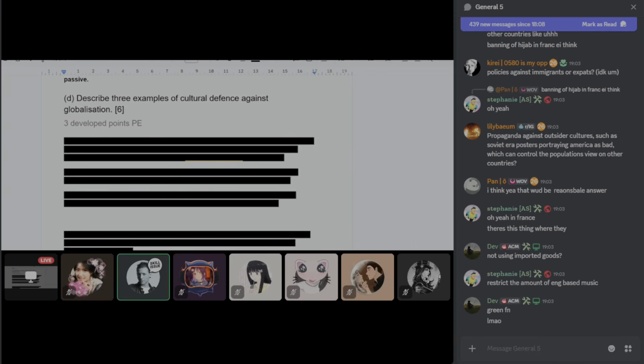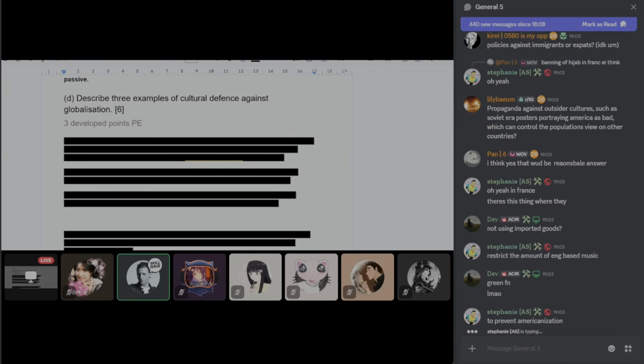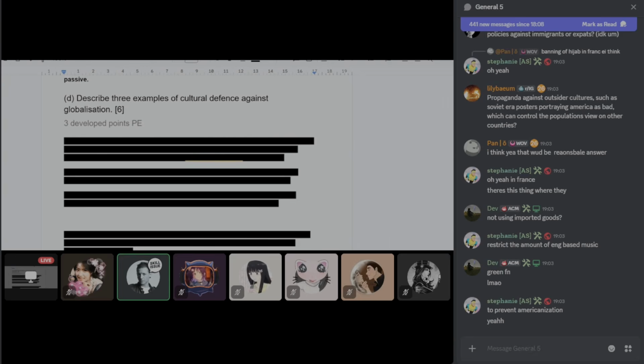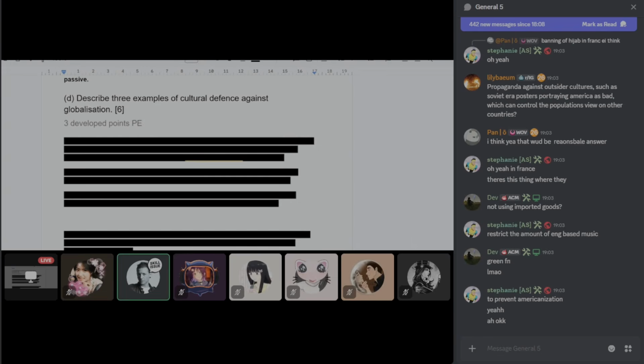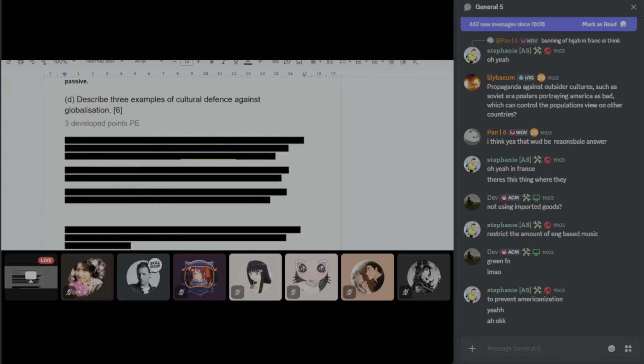That is a good answer. That would come under restricting foreign media. For example, France, their media channels broadcast in only French. So if you were to word your answer a little bit more like that, then you would have gotten full marks. So I think that's all the answers. I'm going to reveal it now.